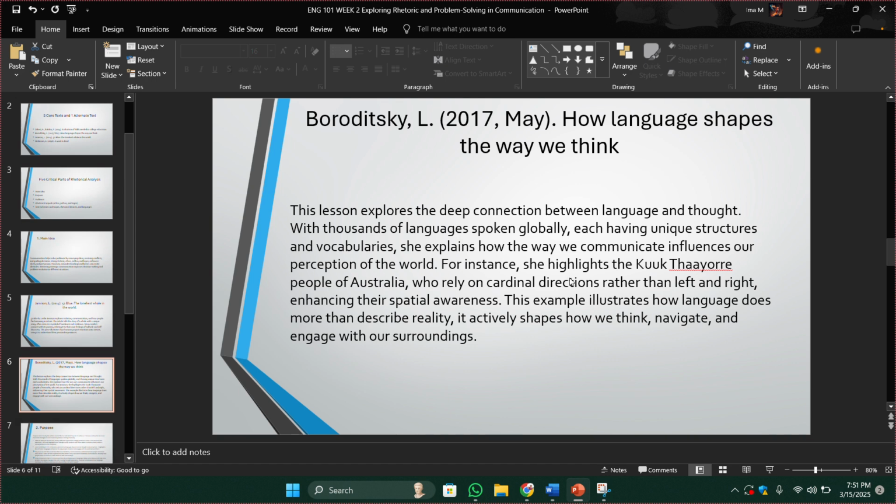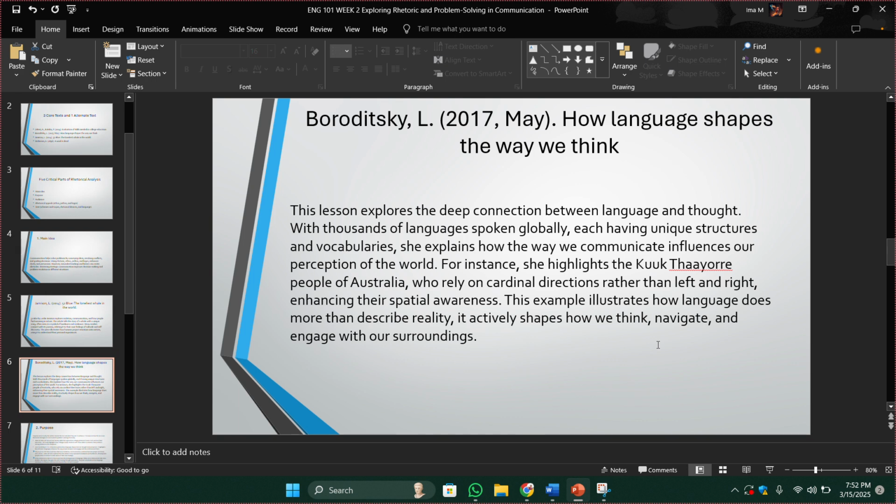Then we also have the Boroditsky, how language shapes the way we think. Now, this article explores the deep connection between language and thought. She talks about how there are thousands of languages spoken globally, and each of these languages has its unique structure and vocabulary. And here she explained how the way we communicate can influence how we see the world.